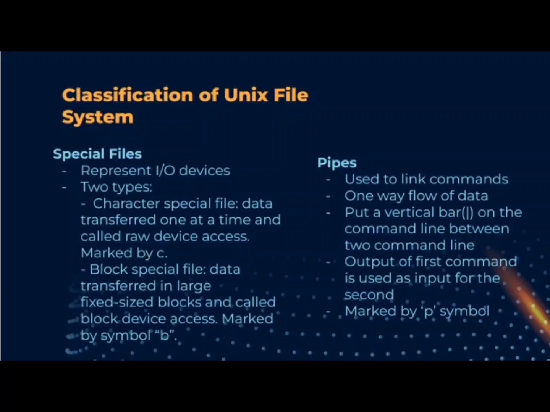And then we have pipes, used to link commands, a one-way flow of data. You put a vertical bar on the command line between two commands. The output of the first command is used as input for the second. They are marked by the P symbol.